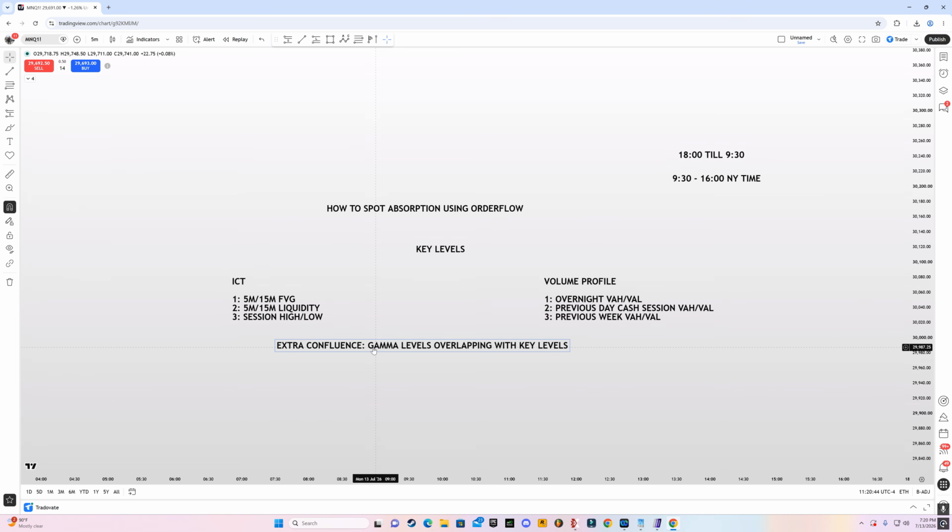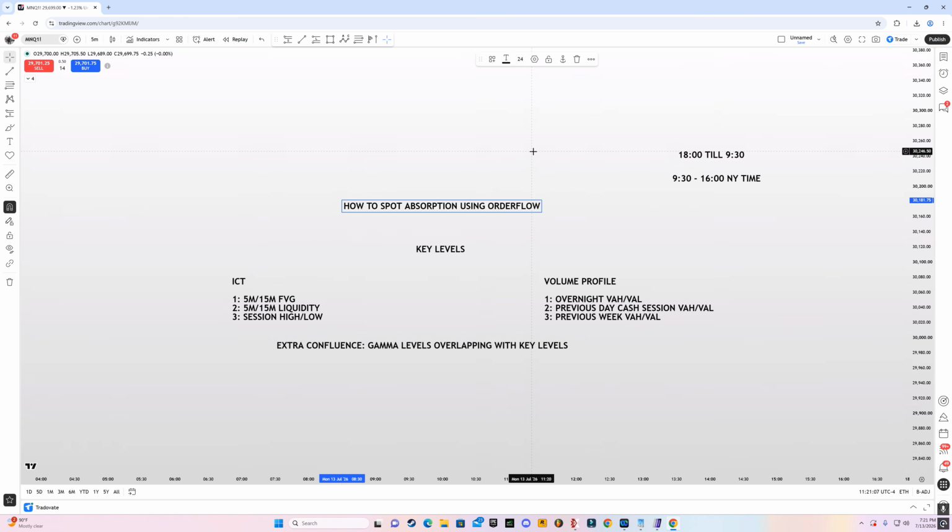Okay, and then later on, I'm going to also give you an extra confluence that you can use. So gamma levels that are overlapping with our key levels. So if there is a gamma level that is overlapping or within the 5-minute or 15-minute fair value gap, that gives you high conviction. And similarly, if there is a gamma level resting above the value area high or below the value area low of these profiles, then that gives us very strong conviction that the setup is going to play out.